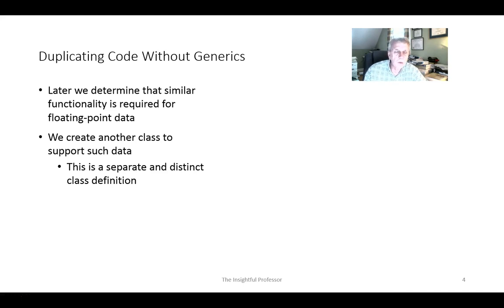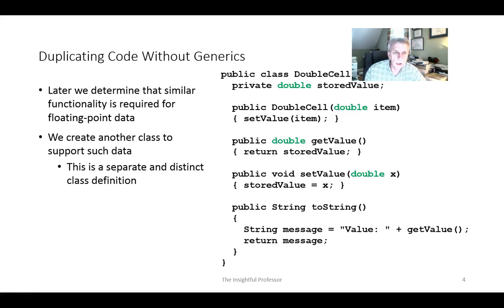Then we would need to write a separate, distinct class, effectively duplicating the functionality by rewriting the code, but changing the definition so that we were using double rather than integer. So now there would be two class definitions where the code was essentially the same. The only difference was the data type. We couldn't really reuse the code directly. We have to come up with a distinct definition of another class.